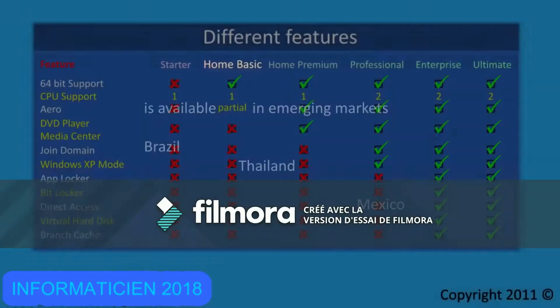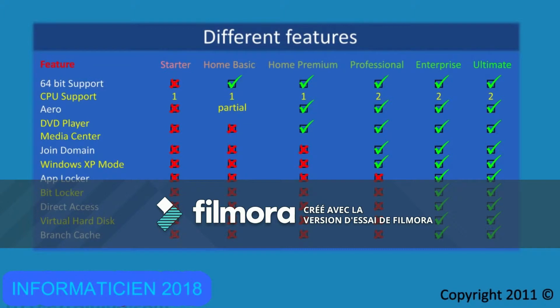The next edition is the Home Basic Edition and is available only in emerging markets such as Brazil, Thailand, and Mexico. 64-bit is supported, but like the Starter Edition, only one CPU is supported with any number of cores. There is some support for the Aero interface, but certain features of the Aero interface have been removed.